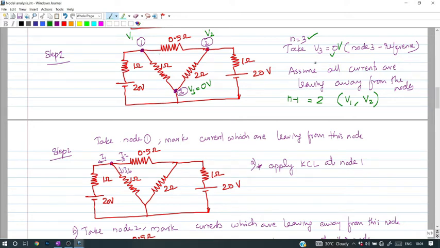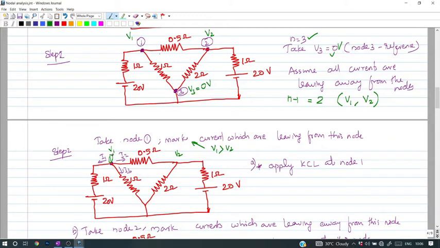Let's see that one. So we selected node 3 as the reference node. Now what we are going to do is take node 1 and mark all currents which are leaving from this node, based on the assumption that the potential of node 1 is greater compared to all other nodes. So this is V2. So V1 is greater than V2 when we are considering node 1. When we are considering node 2, V2 is taken as greater potential compared to V1, and so on.